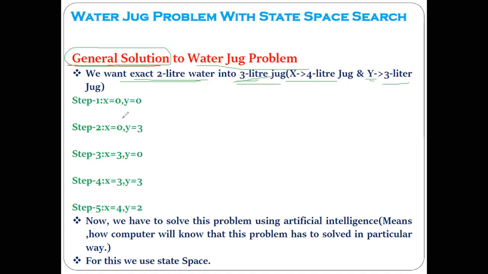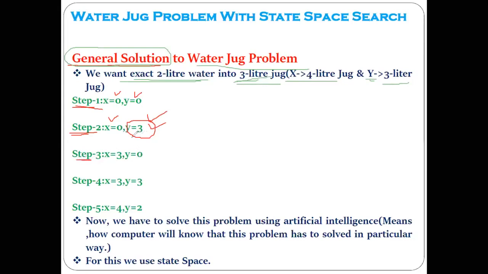Okay. Now we'll apply the first step, where we have X equal to 0 and Y equal to 0. Means what? Both the jugs are empty. Yes, sir. Then what we'll do? Okay, understand carefully. Second step, we'll completely fill the second jug. That's why X is equal to 0, correct? And Y equal to 3, because the capacity of Y is 3 liters, that we know. Correct? Yes, sir. In the third step, what will we do?